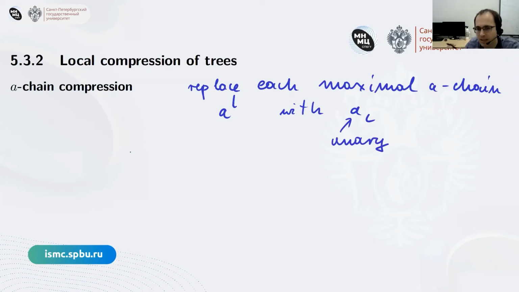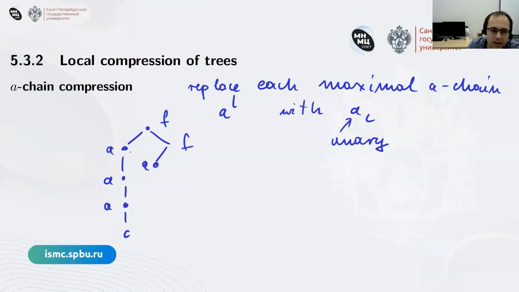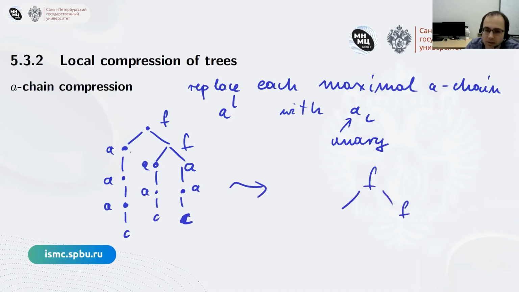We define it on patterns, and later on we explain how to do it for trees. So for instance, if we have F on A, A, C, here it goes to F on A, C, and here again A, C. Then when we replace it, we get F on A3 on C, and here it is A2 on C and C.